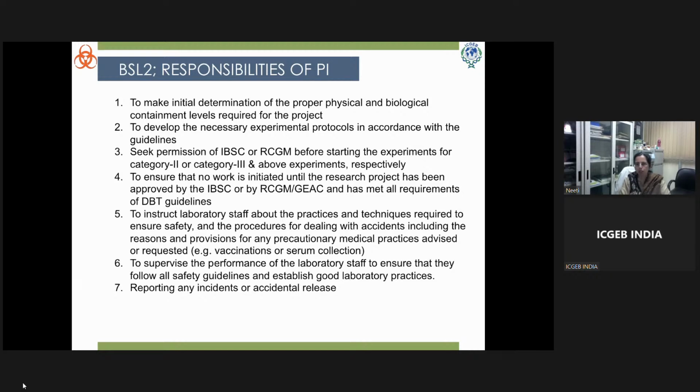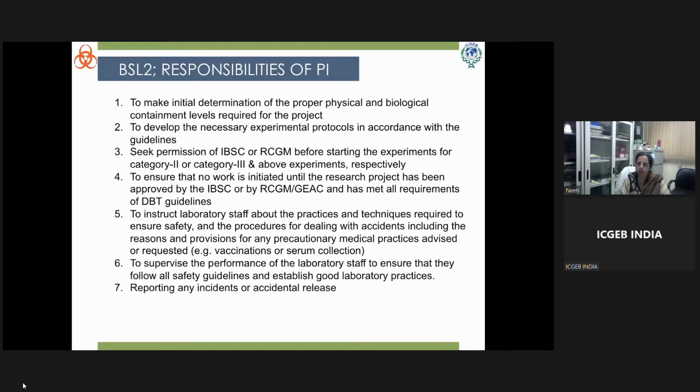Wherever required, seek permissions of the IDSCs and RCGMs before starting the work. All BSL2 categories require prior permissions from IDSC, whereas 3 and above require permissions from RCGM for beginning the work. Ensure that no work gets initiated unless appropriate approvals are in place. And in case of Indian labs, we will say that they have met all the requirements as per the DBT guidelines.